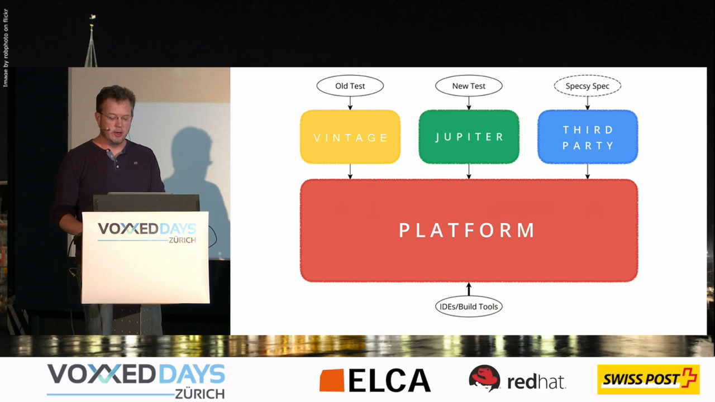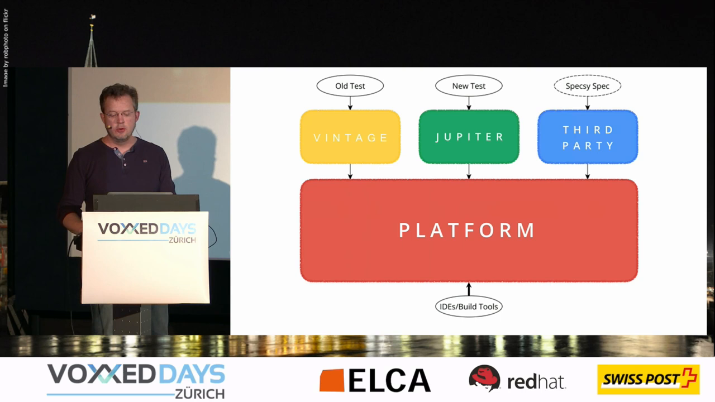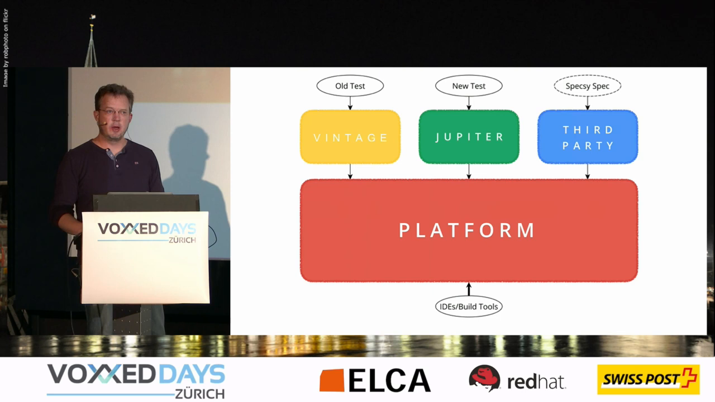So the IDEs and build tools rely on the platform. They don't even have to know about which engines are present, which is quite nice, right? So the idea is that new testing frameworks can come along, write to the APIs of the platform, and then have the IDEs and build tools automatically support them without knowing about these new programming models and new testing frameworks. So if you're writing an old test, you program against Vintage, new test, Jupiter, and then other frameworks.